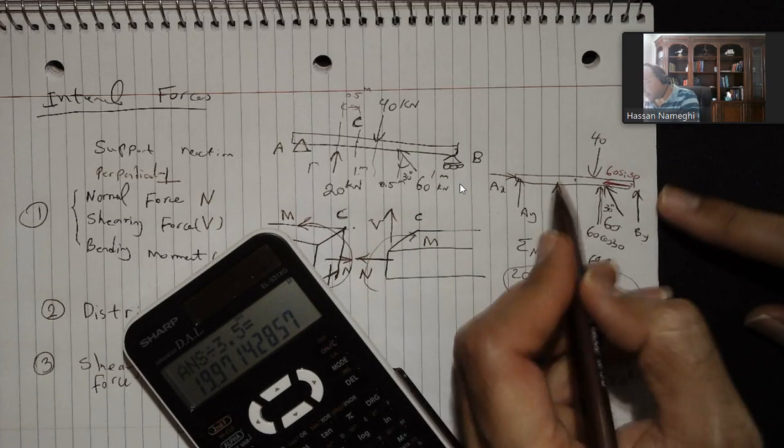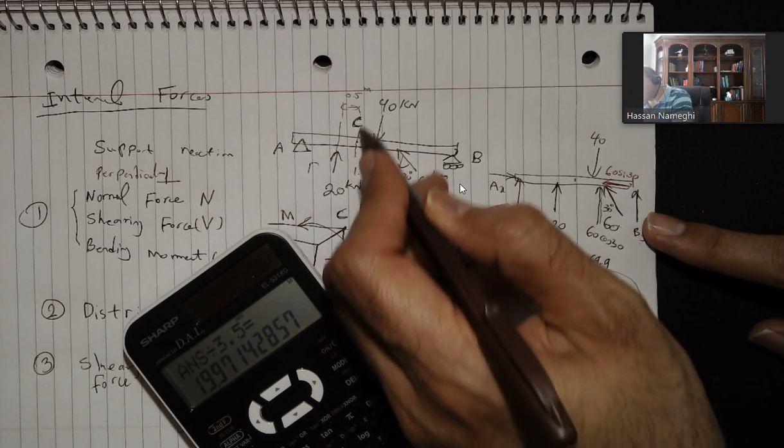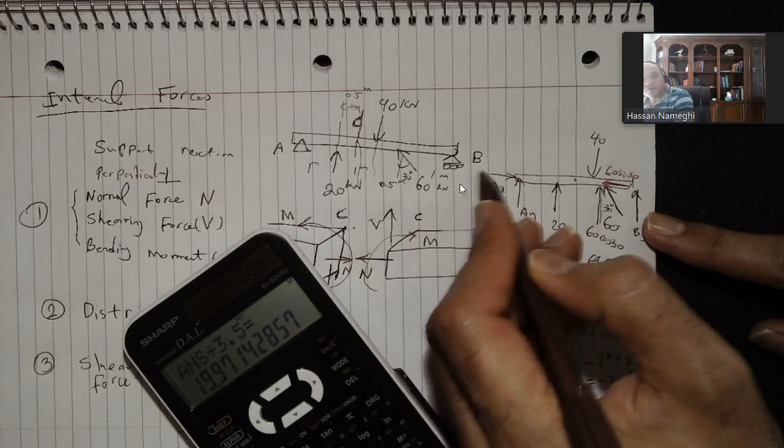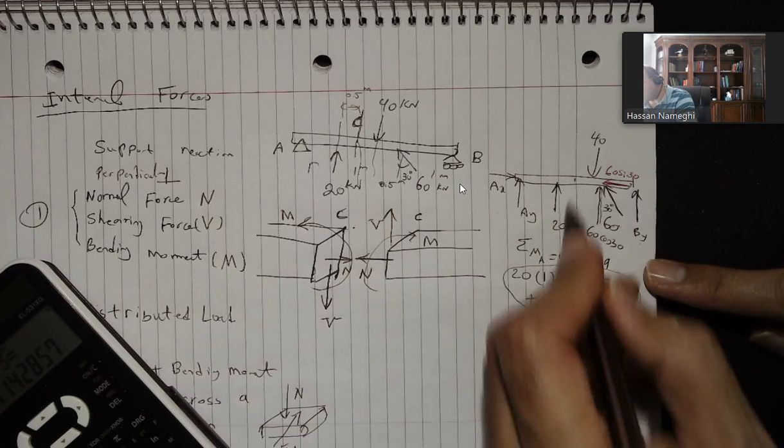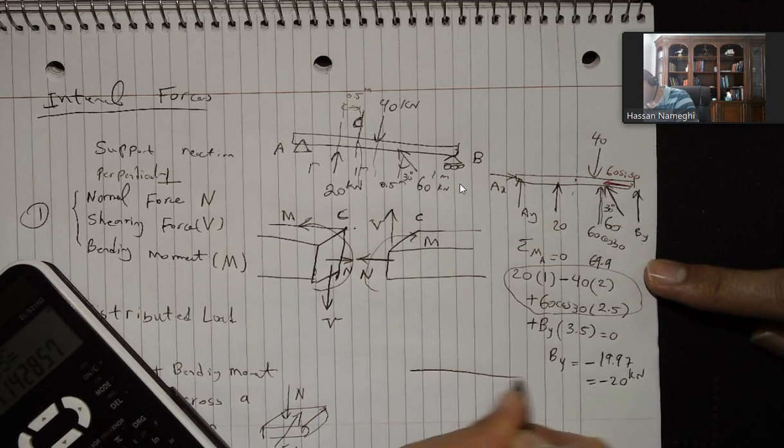Now I told you that I'm going to consider the right side of the structure, and then I would consider that point C. So let's draw the free body diagram for it.